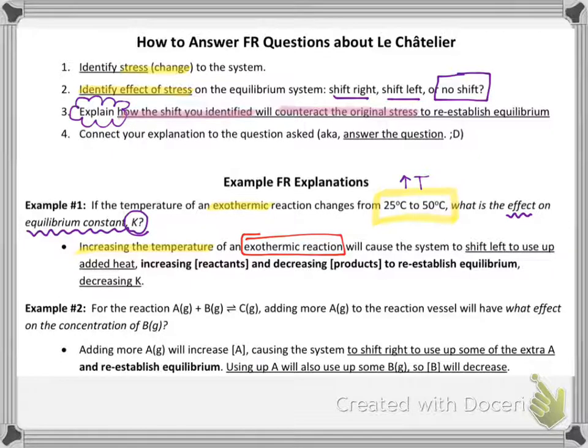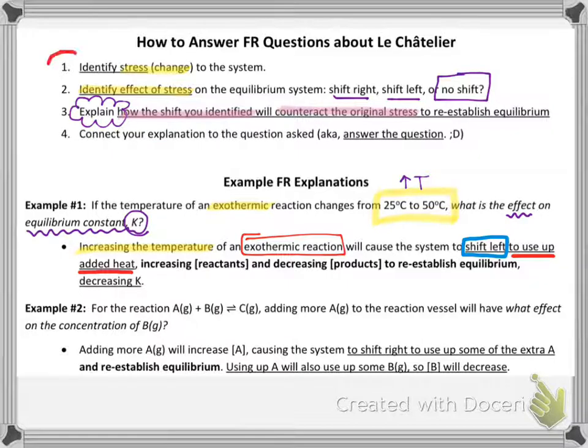Now, in this case, because it's exothermic and heat is a product, it turns out increasing the temperature will cause the system to shift left to use up the added heat. So that's where we're connecting in. The leftward shift will undo the change by using up some of the added heat.